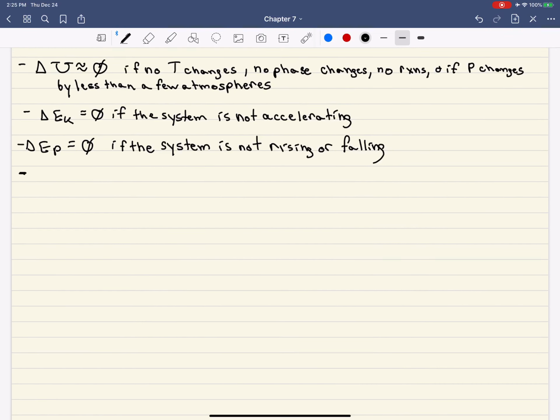All right, so those are the energy terms. Now for the energy transfer terms on the right-hand side, Q is going to be equal to 0 if the temperature of your system is equal to the temperature of your surroundings, all right, or if the system is perfectly insulated.